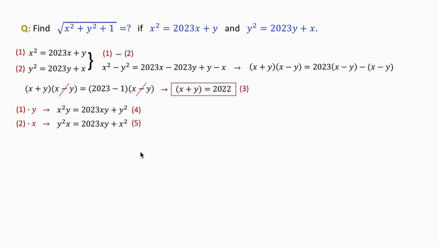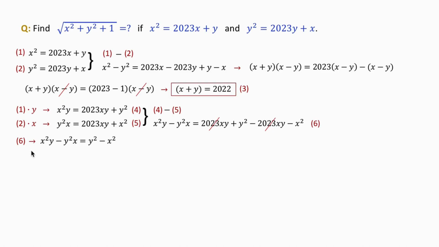We subtract equation 5 from 4 to get this, and we name it as equation 6. Let's simplify the right side. We can cancel out these two terms and rewrite the equation. So equation 6 is simplified as this, and then we can factor out x minus y on the left side and replace the right side by this expression that we know from algebra.